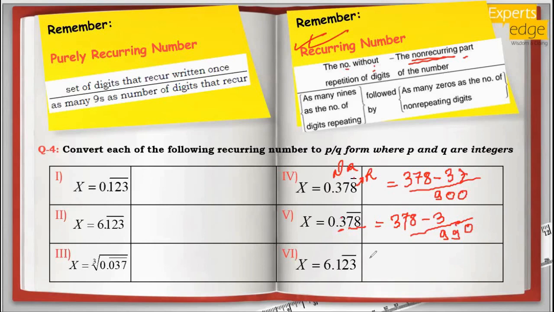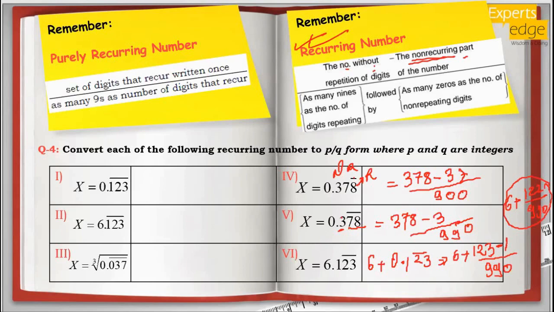And for the last part, it will be again 6 plus 0.123 bar, whereas the bar is on 23. So I can write it as 6 plus 123 minus non-repeating, that is 1. Two digits are repeating, that is 2 and 3, so I will need to write two 9s. One digit is not repeating, so I'll write 10. So basically this answer would be 6 plus 122 by 990. You can solve this further. I hope this funda of recurring and non-recurring is clear. Recurring and purely recurring is clear.